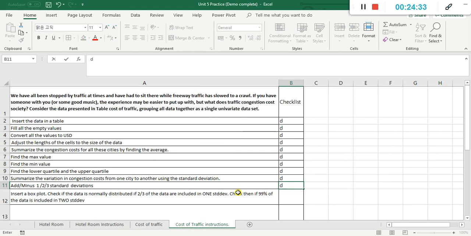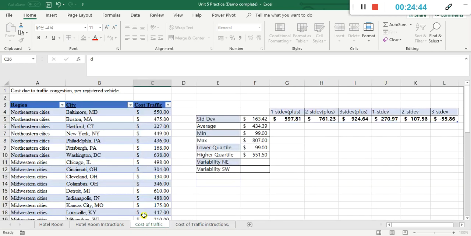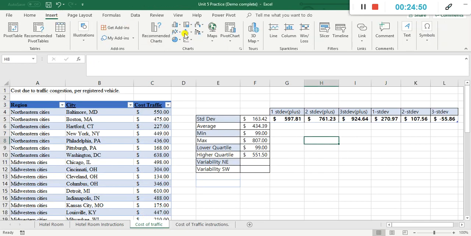Then it says insert a box plot. Check if the data is normally distributed. If 2/3 of the data are included in one standard deviation, check then if 99% of the time. So this is exactly what we did, but now let's look at it graphically. So in this case, let's insert here.